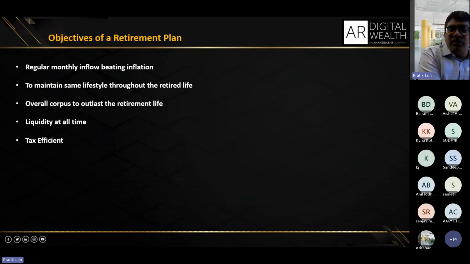It's like if I was spending 50,000 per month in 2018, my expenses have increased. So my expense would not be 50,000. It would be say 55 or 60 or 65, depending on each individual. But the point is that the regular monthly flow should beat inflation, because the person has stopped earning. So his regular flow should grow at inflation so that his monthly expenses are covered. He doesn't need to compromise on his lifestyle or his important expenses.